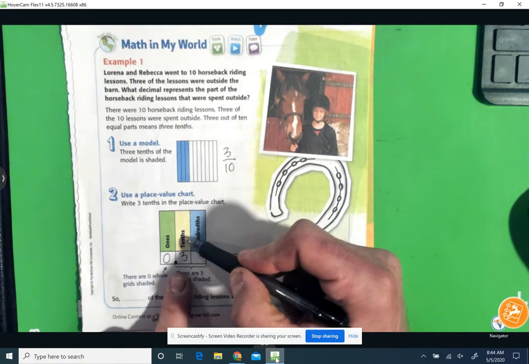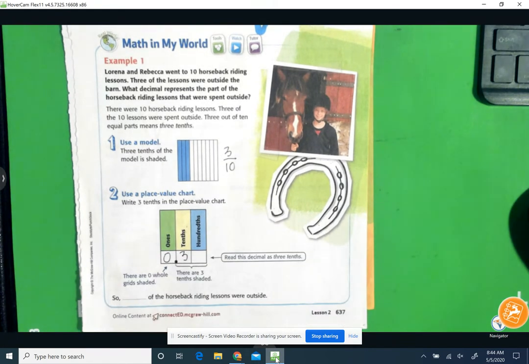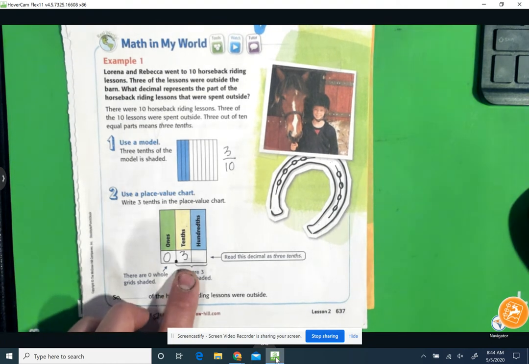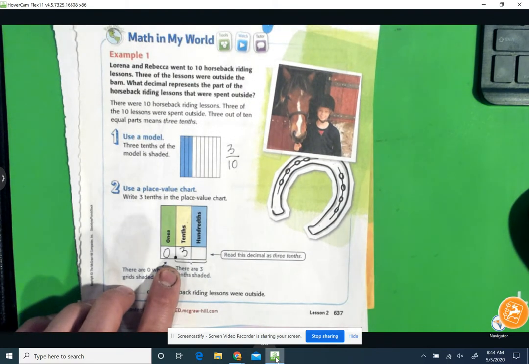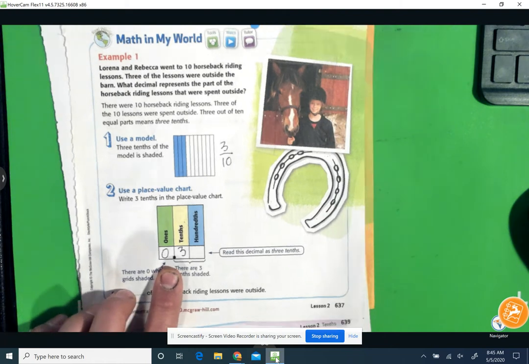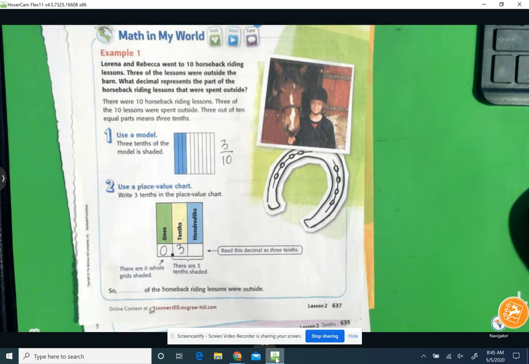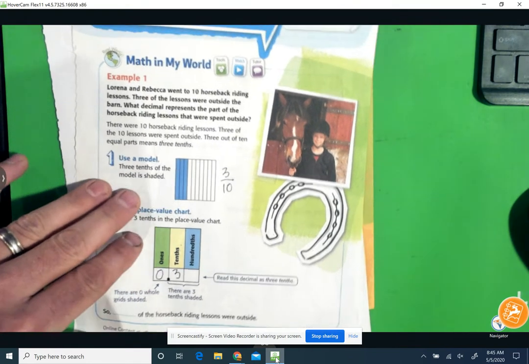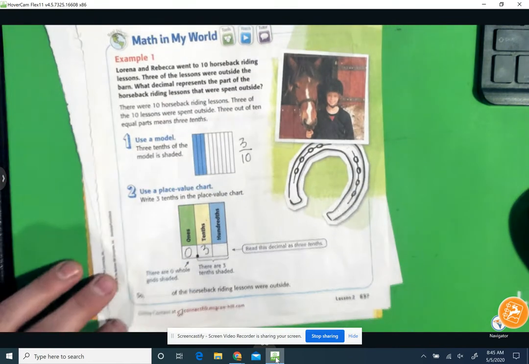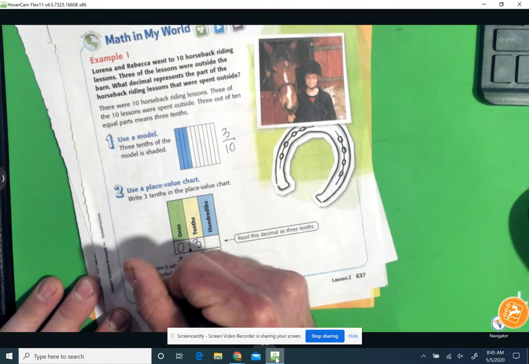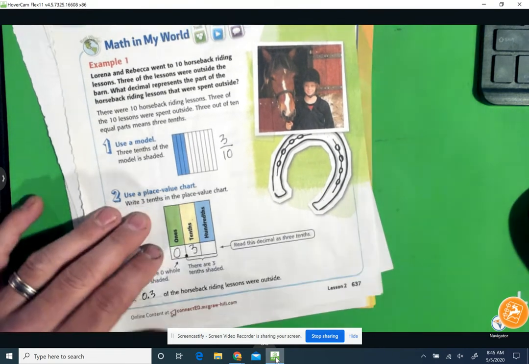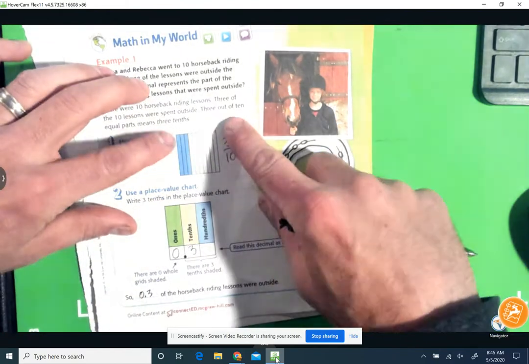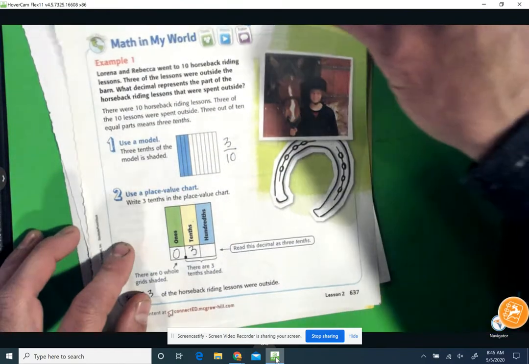The big difference there is that the THS is on the end of 10, so it's not the tens place, it's the tenths place that exists on the right-hand side of the decimal. Okay, so the decimal point here is just before the ones place, okay, but before the 0. So all these numbers are less than 1 whole, but greater than 0. All right, so 0.3 or 3 tenths of the horseback riding lessons were outside. Okay, so again, using strips and using place value charts are going to help us out today.